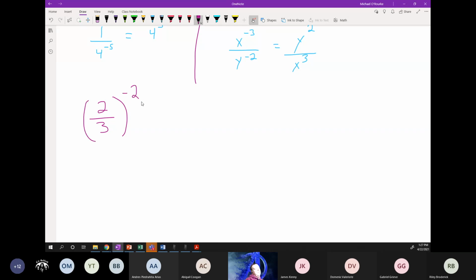What would I do to make that a positive exponent? Tell me what would happen to the inside. Wouldn't the inside become negative? No? Think about what we've been doing. The 2 and the 3 would flip. Good. We'd switch spots.